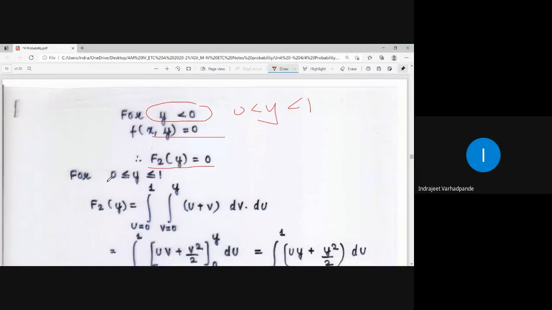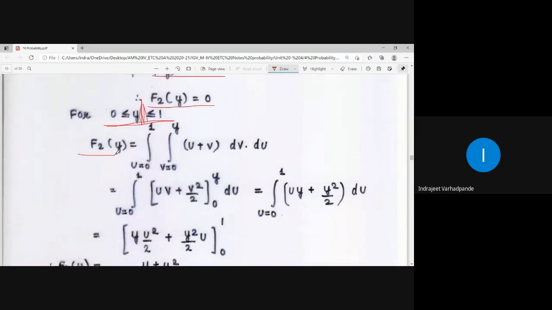For the range, listen carefully again. We are repeating the process, but it is for the variable y. For the range 0 less than y less than 1, integration will be done up to y. u will be kept as constant. So integral for f2 of y is u from 0 to 1, v from 0 to y, (u plus v) du dv.